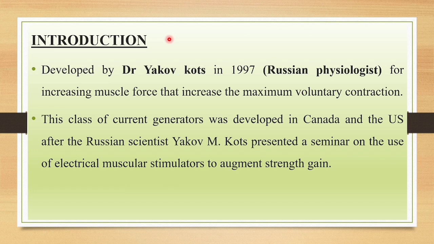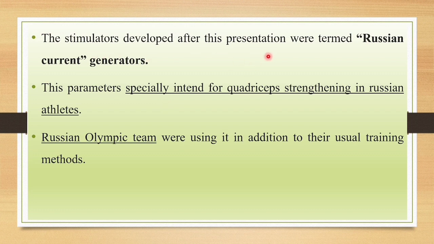So coming to the introduction, the Russian current was developed by Dr. Yakov Kots in 1997. He was a Russian physiologist, for increasing the muscle force that increases the maximum voluntary contraction. This class of current generators was developed in Canada and the US after the Russian scientist Yakov M. Kots presented a seminar on the use of these electrical muscular stimulators to augment the strength gain. So mainly this Russian current was introduced by Yakov Kots for increasing the muscle strength. These stimulators developed after this presentation were termed as Russian current generators.